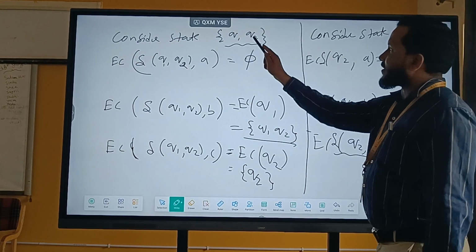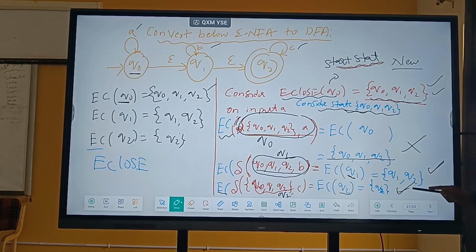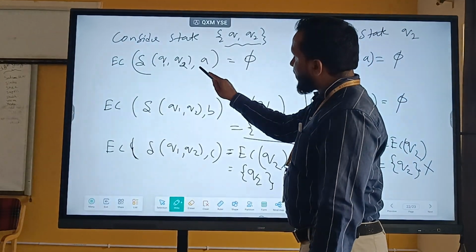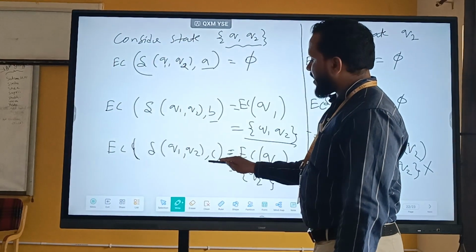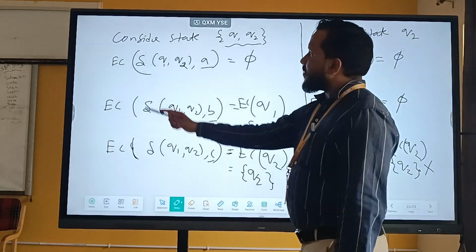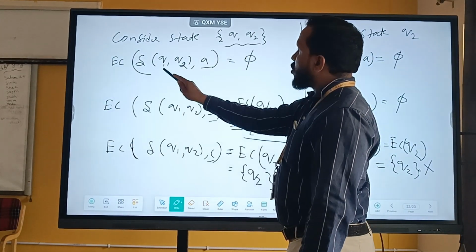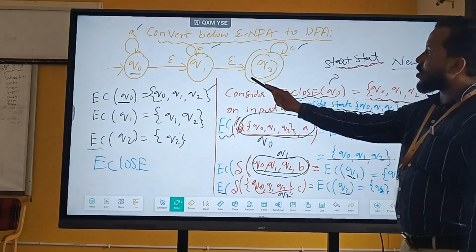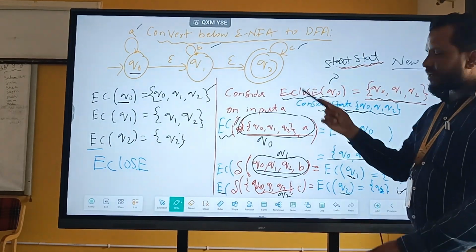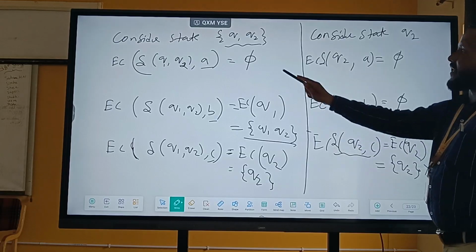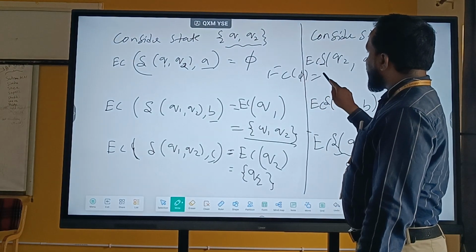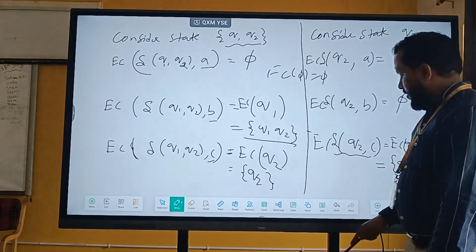Okay, so now consider the state. This is the state I am considering here: Q1 and Q2. We apply the same thing on input A, on input B, on input C, and finally we apply the epsilon closure. So Q1 and Q2 on A: I think there is no transition for that. Q1 on A, no. Q2 on A, no transition. So finally what will we get? Null. Epsilon closure of null is also null. Okay, remember that.